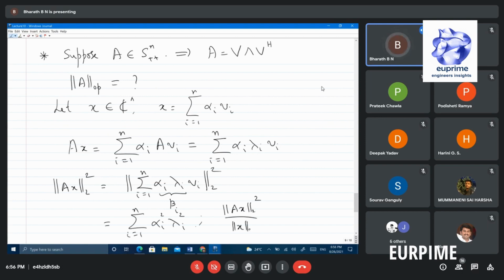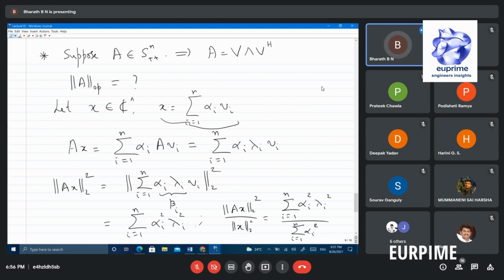What is norm of x squared? This is summation I equal to 1 to n alpha I squared lambda I squared divided by x is what? Alpha I vi, right? Again, I can apply the same thing here, right? Alpha I vi norm squared is summation alpha I squared, right? Is that fine, everyone? See, remember everything is positive now, right? The alpha I squared, lambda I squared and all that, right? So what will be the x?